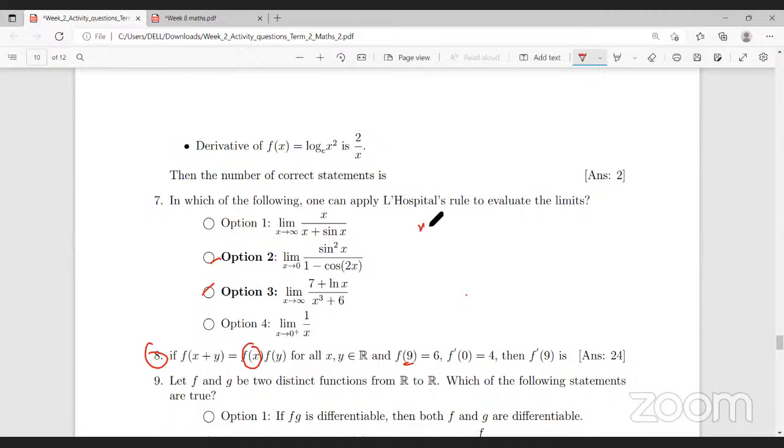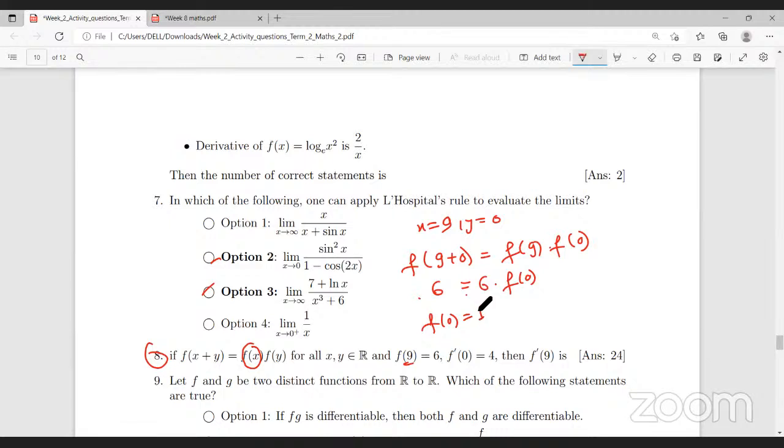So I can consider x equals 9 and y equals 0. Then f of 9 plus 0 will be f of 9 into f of 0. f of 9 is 6, since 9 plus 0 is f of 9 only, so here it will be 6. And f of 0 will be 1 from this, right?